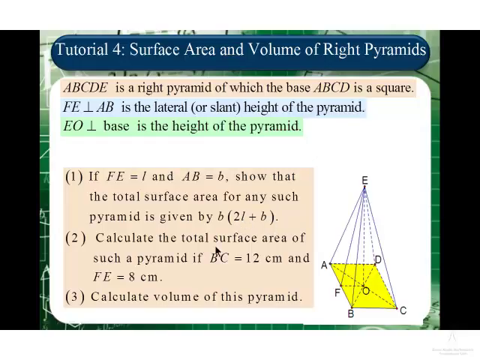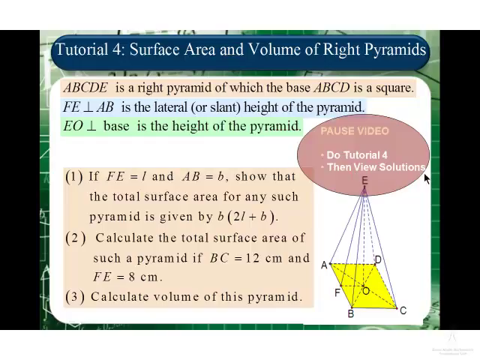Secondly, calculate the total surface area of such a pyramid if we're given that BC is 12 centimeters. Remember, BC in this case is just one of the sides of the square base, and FE is 8 centimeters. FE, of course, represents the lateral or slanted height for the given pyramid. Thirdly, in the final instance, you have to calculate the volume for this given pyramid. At this point in time, I suggest that you pause the video, do tutorial 4, and then come back and view the solutions.